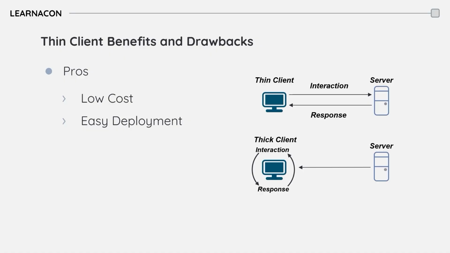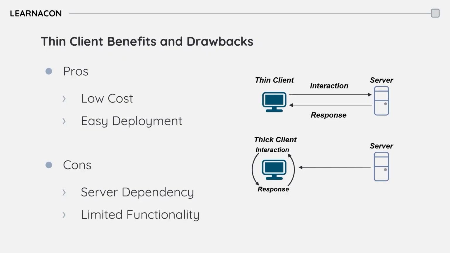Now let's look at some drawbacks. Thin clients are heavily reliant on a central server. If the server goes down due to maintenance, outages, or network issues, users lose access to their applications and data. This single point of failure can disrupt operations, especially in environments where constant uptime is critical, like hospitals or factory floors. Thin clients aren't designed for heavy lifting.